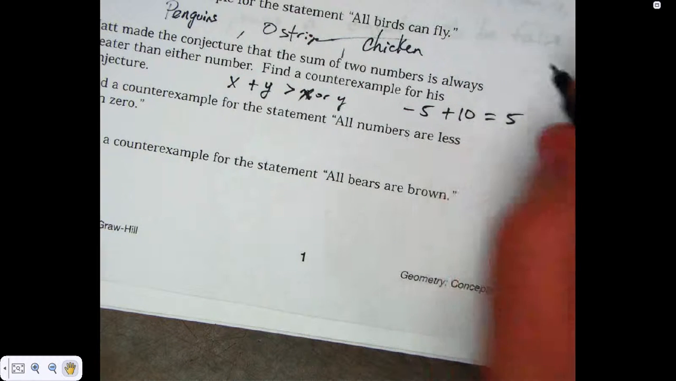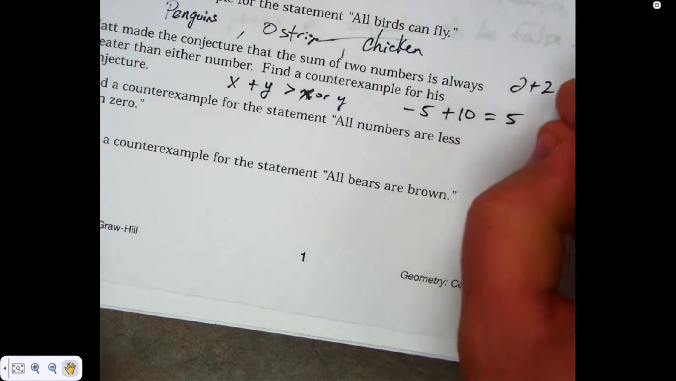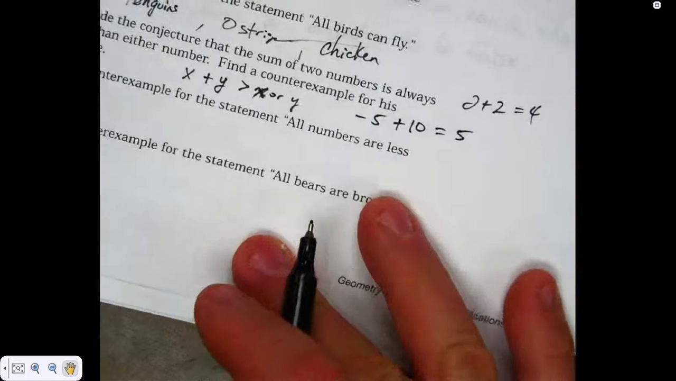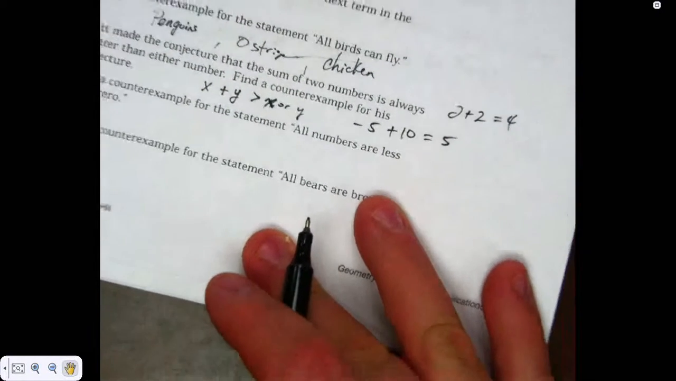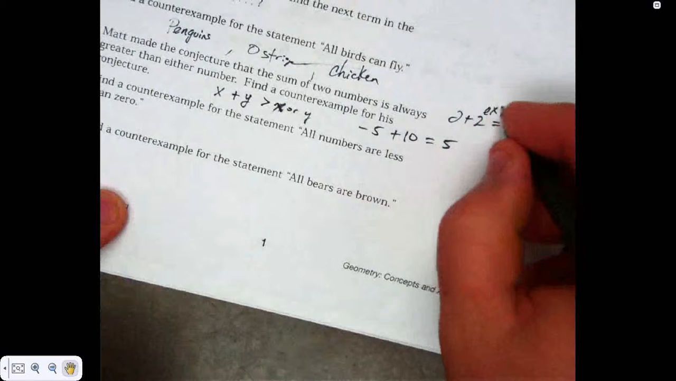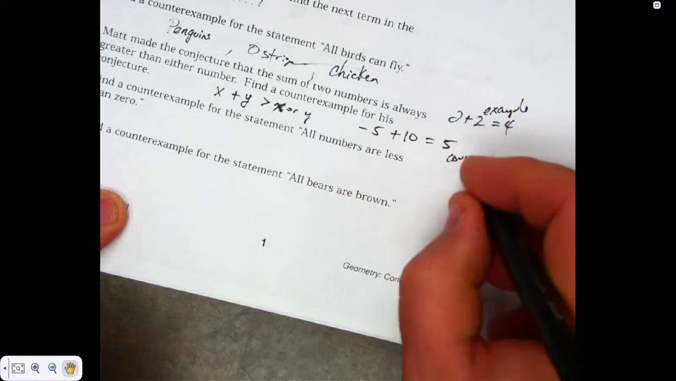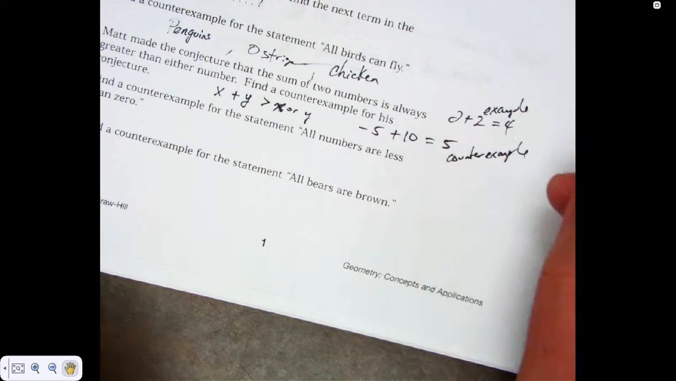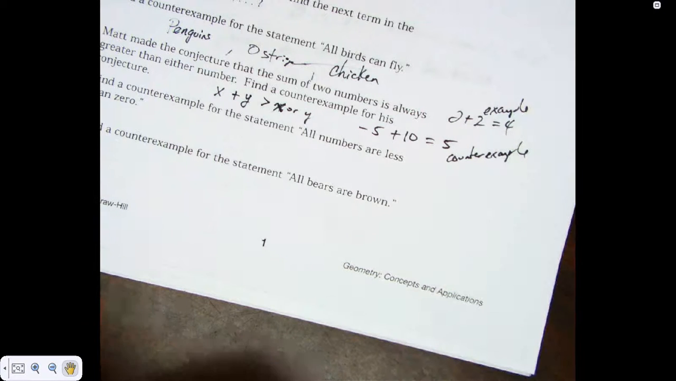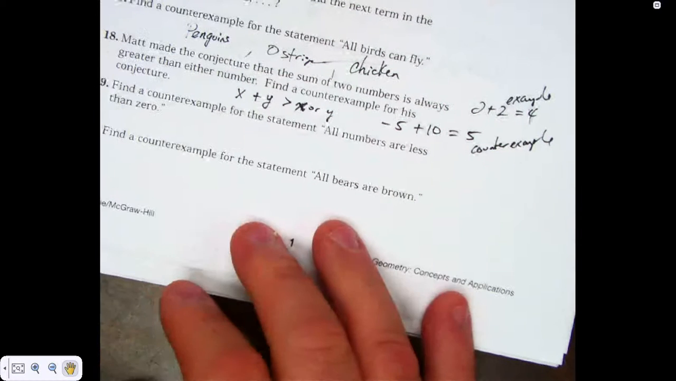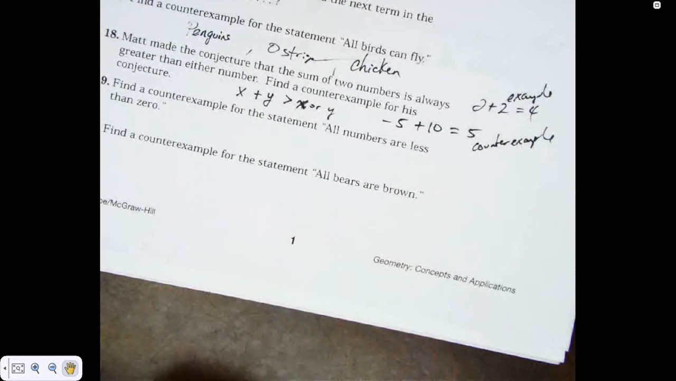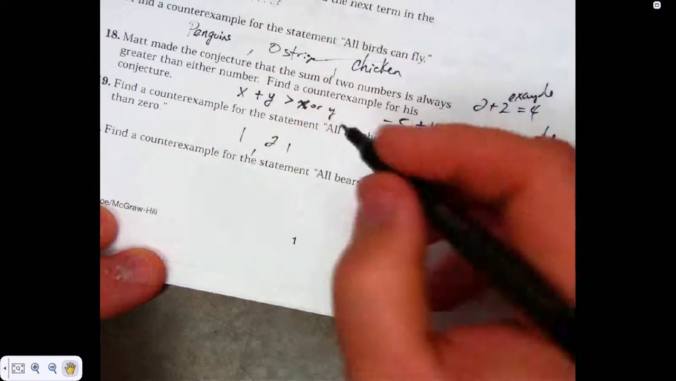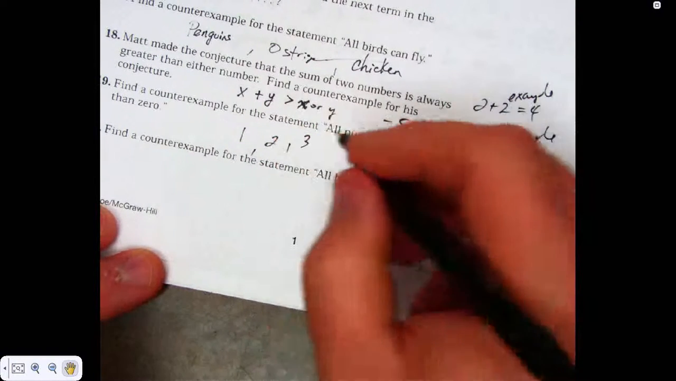Now, 2 plus 2, what's that equal to? Is that an example? That's an example of when it works. This would be an example. This is a what? Find a counterexample for all numbers less than 0. Huh? 1. Another one. 2. Another one. Those are all counterexamples, right?